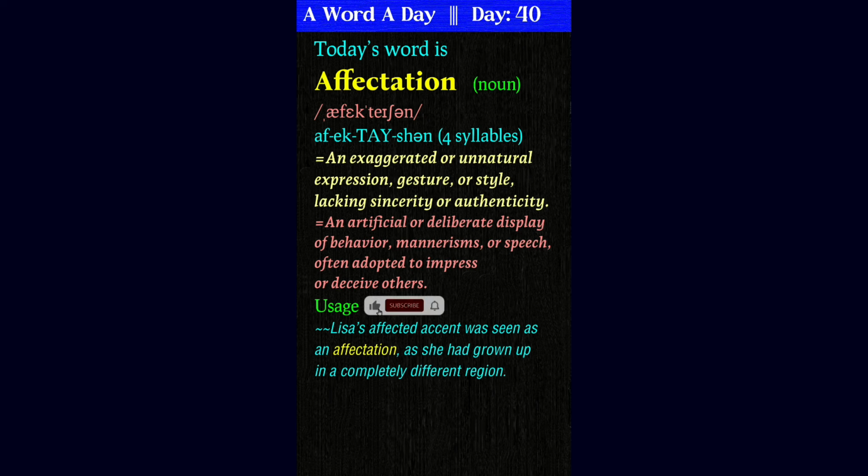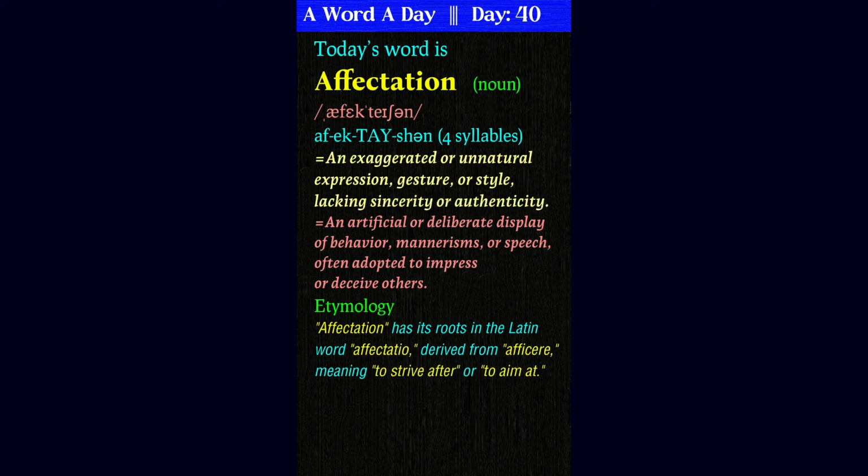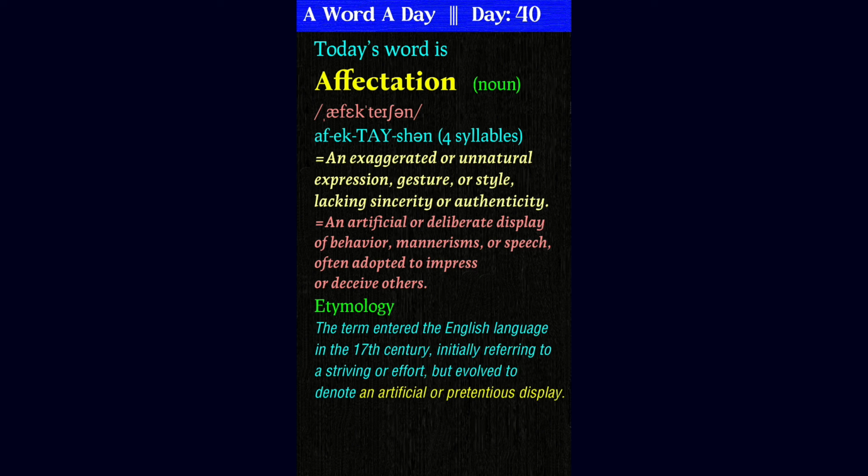Usage. Lisa's affected accent was seen as an affectation, as she had grown up in a completely different region. The politician's constant use of complex vocabulary seemed more like an affectation than genuine intelligence. Etymology. Affectation has its roots in the Latin word affectatio, derived from afficere, meaning to strive after or to aim at. The term entered the English language in the 17th century, initially referring to a striving or effort, but evolved to denote an artificial or pretentious display.